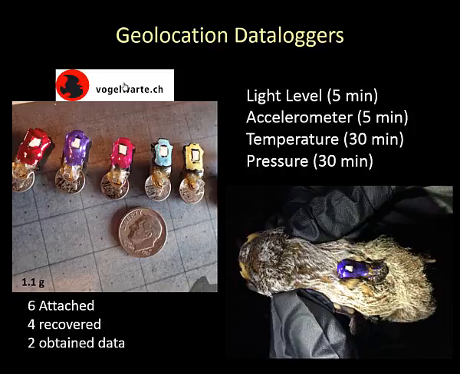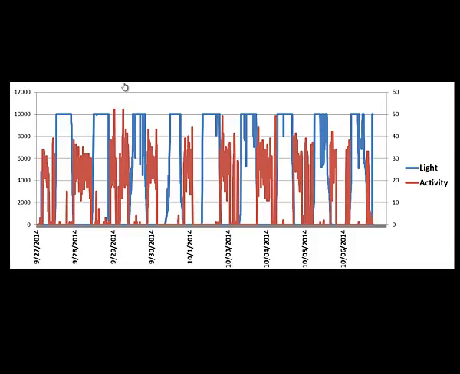But the tags that we got were really great because not only did it include light level measurement, it has an accelerometer, which is a proxy for activity levels, and it also recorded the temperature and pressure from above the bat. We attached these tags in the same way with sutures. We attached 6 of them, recovered 4, but in 2 cases it had only been 2 and 5 days, so we just let those bats go to try to collect more data and ended up getting data back from 2 individuals. So this is the basic pattern in the data that we get.